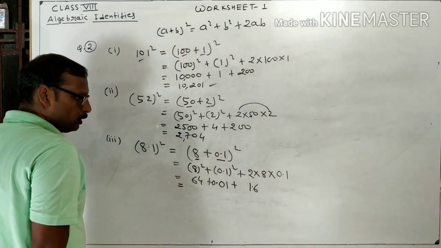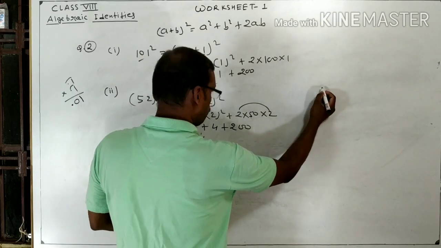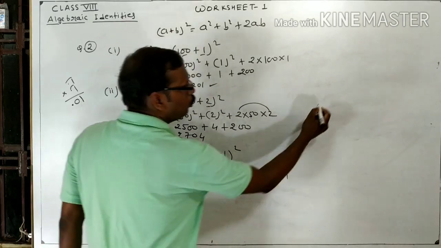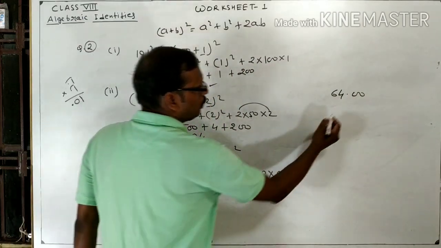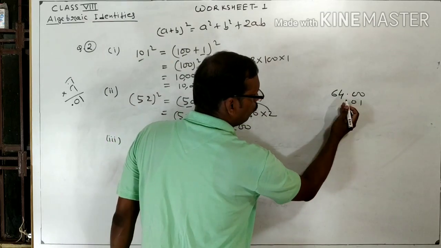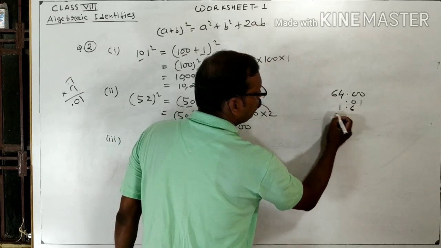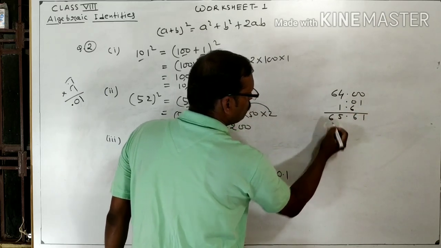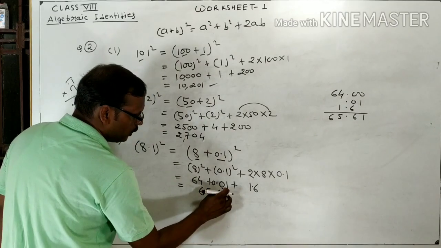Now add these. Look how we add the decimal numbers. After point there are 2 digits, so we write 64.00, 0.01 just below, and 1.6, with 1 before point and 6 after point. So the sum is 65.61. So the required answer is 65.61. Add carefully.